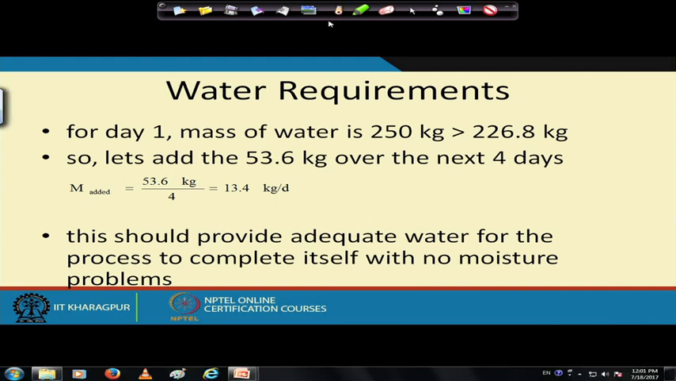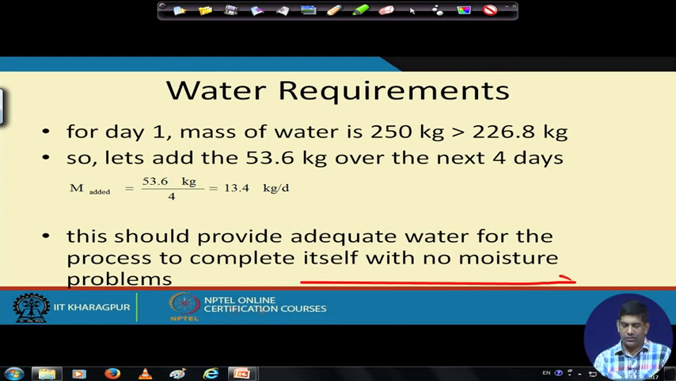So you have to look at the air requirement. The other thing is how much moisture is required, whether we have enough moisture, and all those things should be looked into.